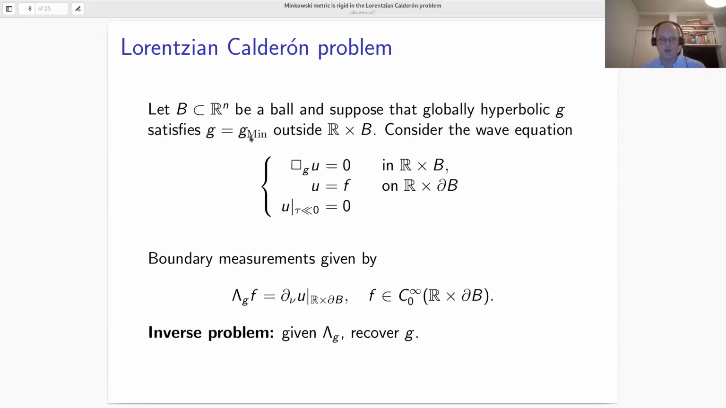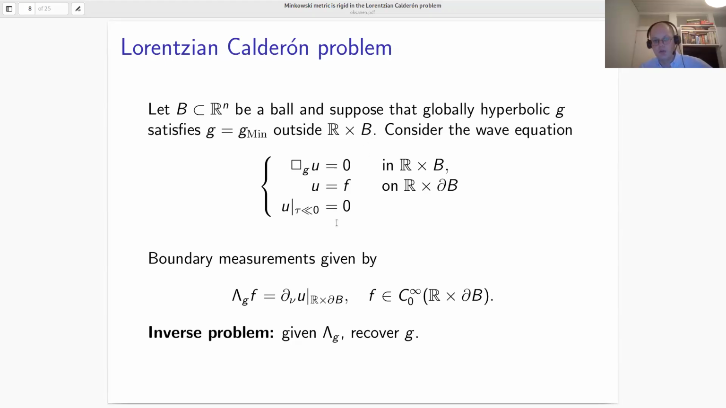That is the setting where I'm going to formulate the main result. So let's look at some ball, it could be just a Euclidean unit ball, for instance, in Rn. And then we assume that a globally hyperbolic Lorentzian metric is the Minkowski metric outside this cylinder whose base is this ball.